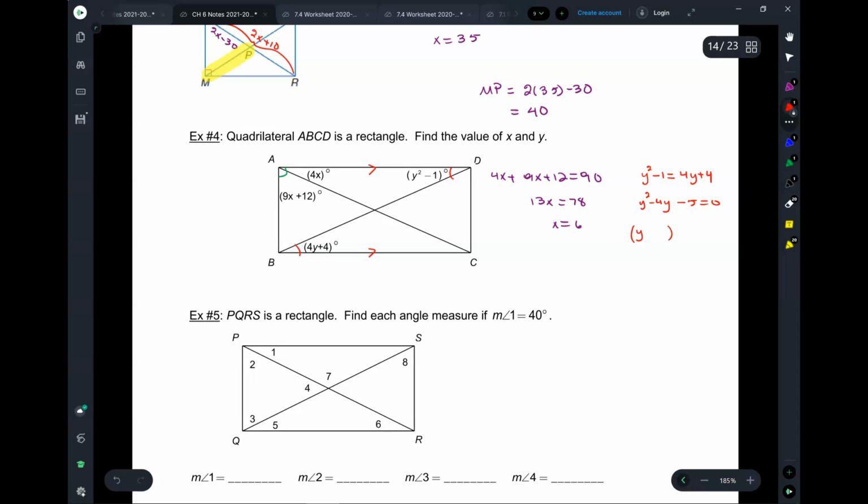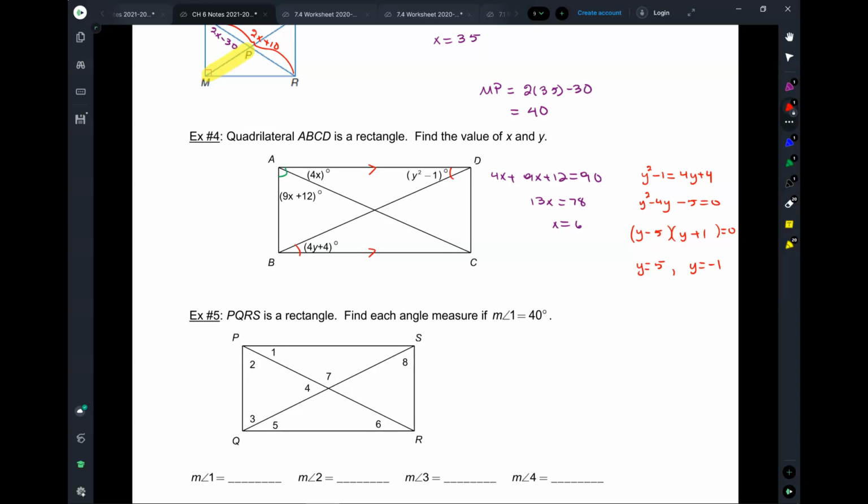So how do we factor? Y minus 5, y plus 1 equals 0. Y equals 5, y equals minus 1. Okay, now, do both of these work? No, the 5 works, but the minus 1, if you plug it in here, you get minus 4 plus 4, a 0 degree angle. That doesn't work.